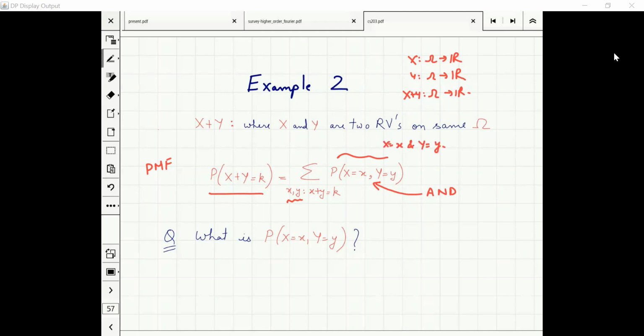But now the question is, I have the individual probability distributions of capital X and capital Y. Right? I have the probability mass functions of capital X and capital Y. What is this quantity? Intersection for X equal to x and Y equal to y. What do you mean by intersection? Can you write it in terms of P of what? I have P of X is equal to x. I have P of Y is equal to y.